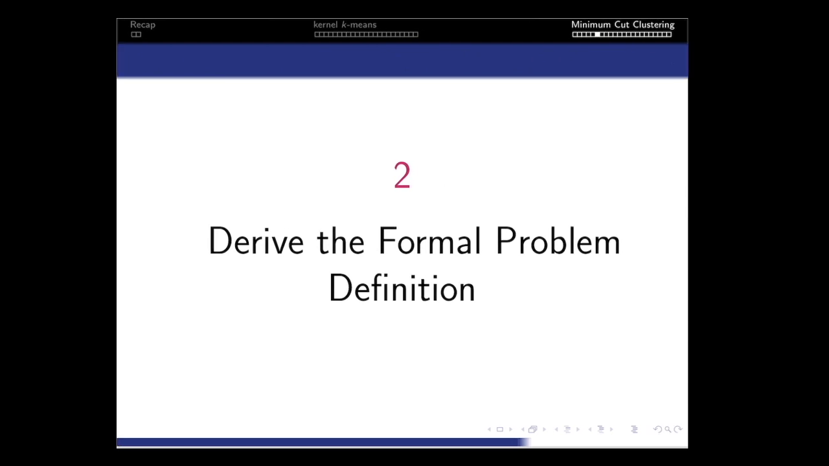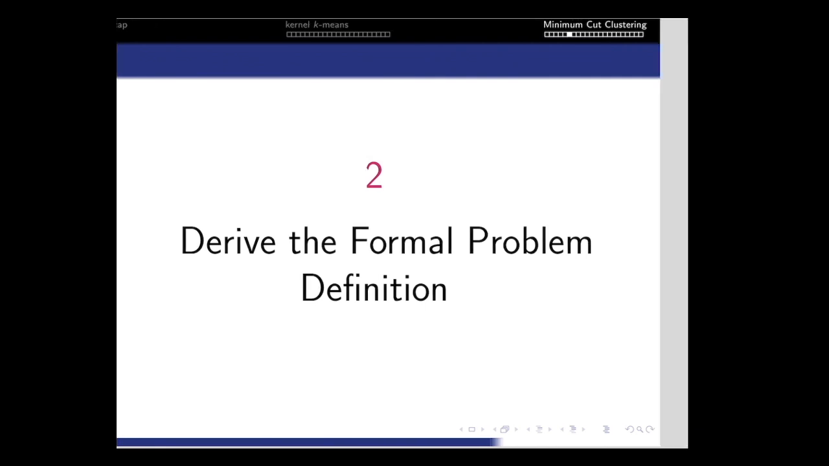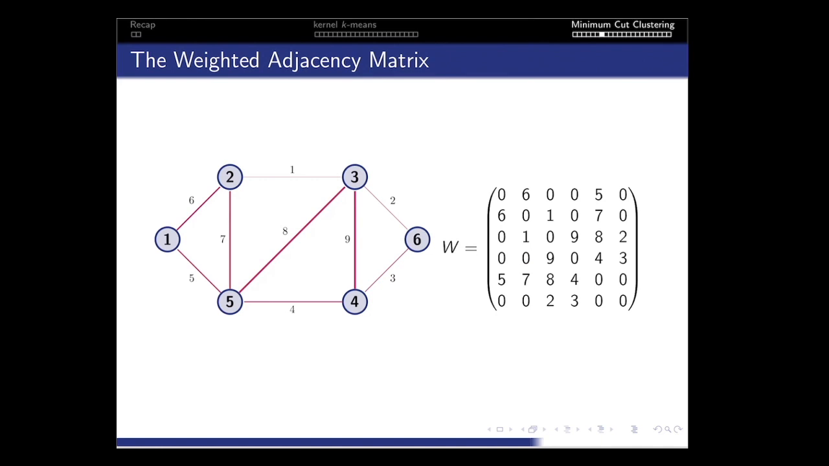Okay, so what is here our problem definition? How do we define our clustering based on a graph representation of the data? Well, first of all, let's talk a bit about the representation of a graph by its adjacency matrix. So this is the matrix W. Every column represents one node, and every row also represents one node. And then here the entry W12 represents the weight of the edge between node 1 and node 2.